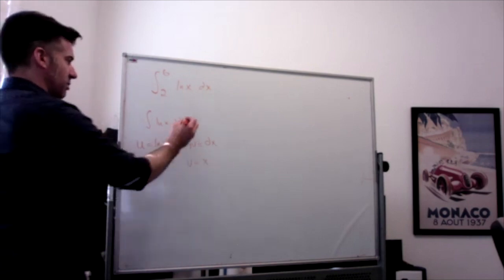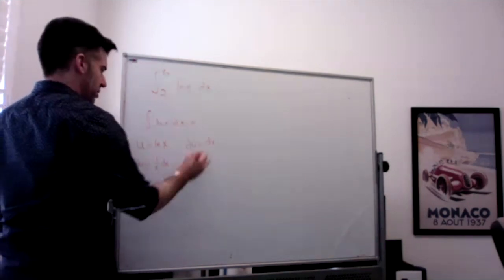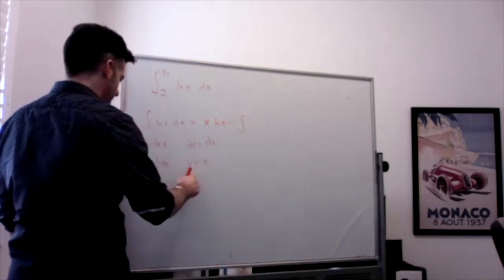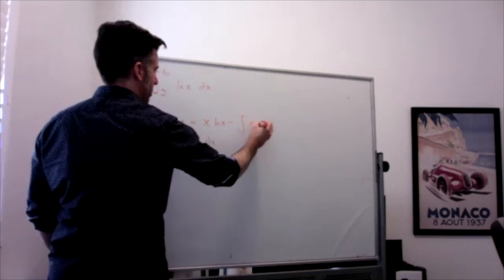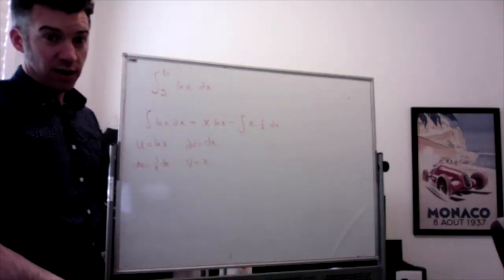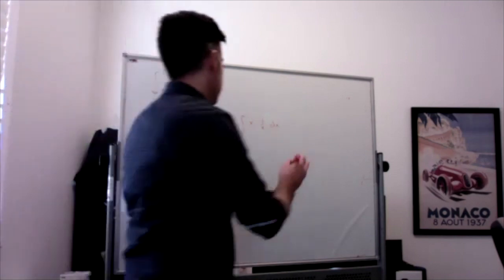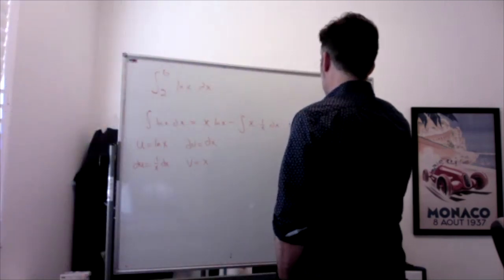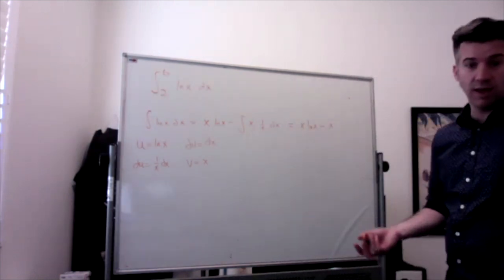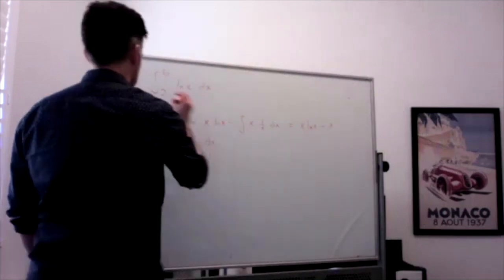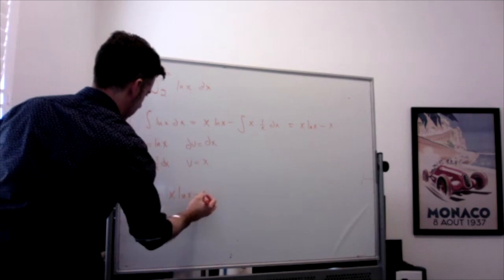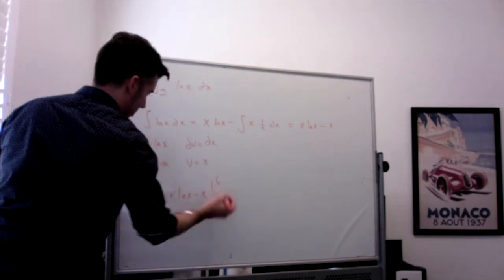So then this is going to be equaling uv, which is x natural log of x, minus the integral of v times du, which is x times 1 over x times dx. But x times 1 over x is just 1, and the integral of 1 is just x. So this ends up equaling x natural log of x minus x. So then this is going to be x natural log of x minus x evaluated between 2 and 6.